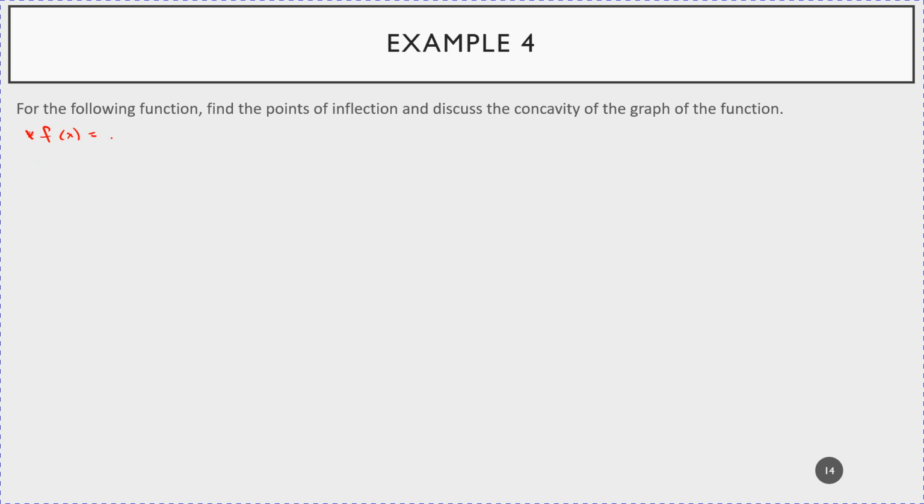f of x is equal to 4 minus 2x to the 4th. Now just looking at this as a polynomial function, the domain is negative infinity to infinity. All right, so points of inflection, concavity. Got to find the second derivative. So the first derivative ends up just being minus 8x cubed. And then the derivative of that, so the second derivative, ends up being minus 24x squared. Sorry about that.